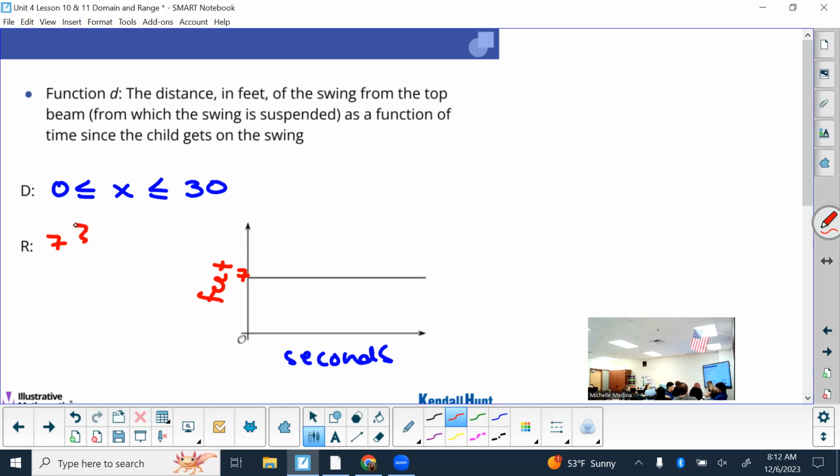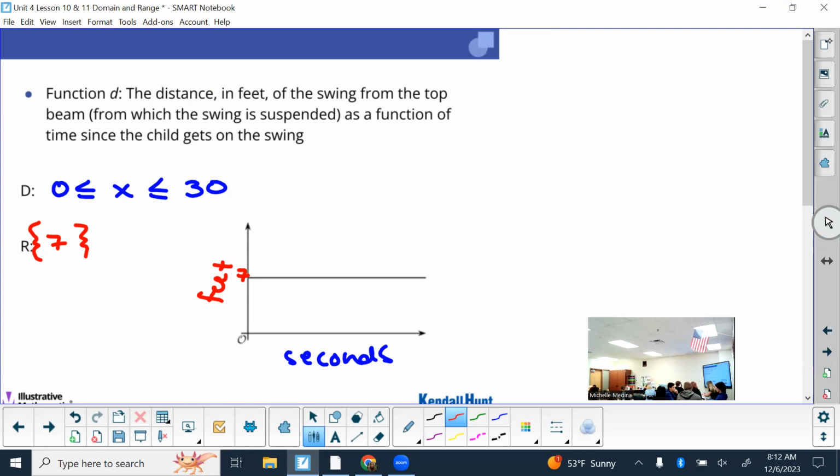Sometimes you'll see the fancy brackets around it. We'll practice that maybe another day. But we're saying my range equals 7. Can't be anything else other than the 7, all of my y's. So if it's just a list of numbers, then you would put commas. Like in that camper situation, it was 200, comma 240, comma 280, and so on.